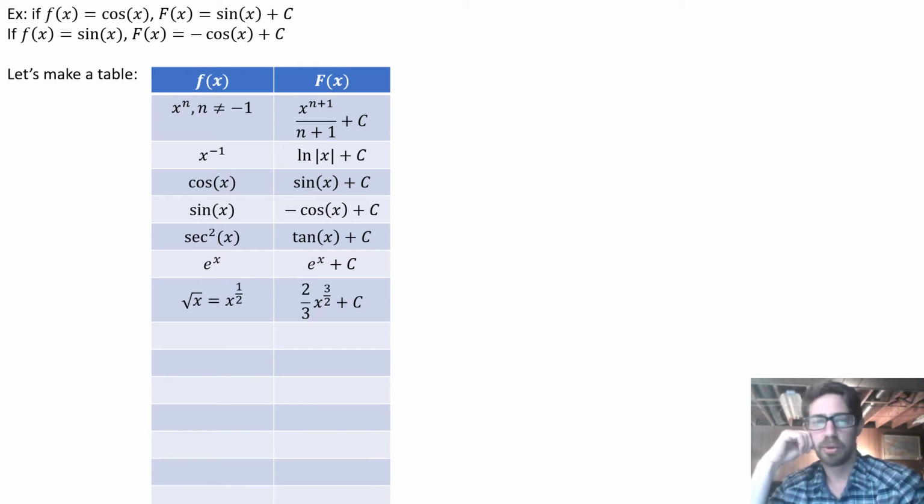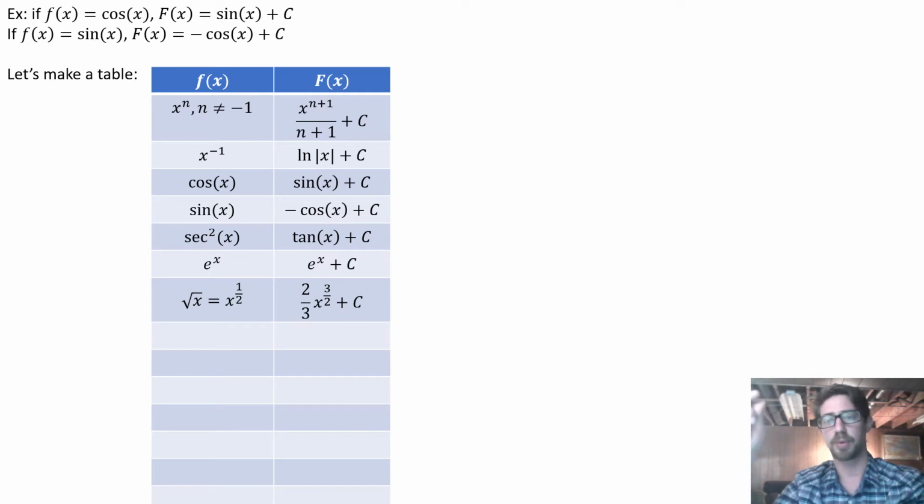Here's your square root rule. The derivative of the square root of x is just the power rule. So just like with differentiation, if I give you something with a radical or a 1 over x squared or something, just convert that to a negative exponent. Same exact deal. Convert it to some kind of exponent and then just use our backwards power rule. So it turns out to be 2/3 x to the 3/2.